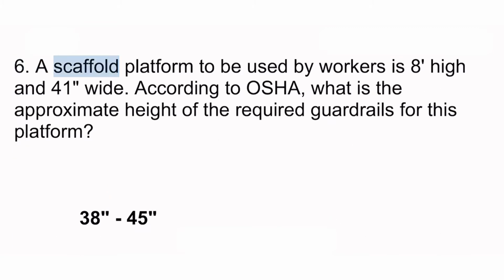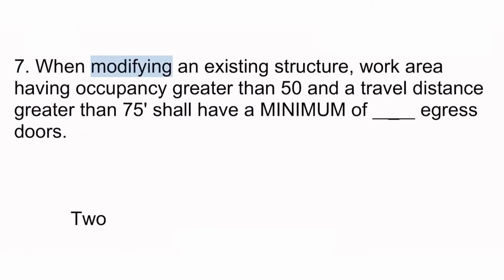6. A scaffold platform to be used by workers is 8 feet high and 41 inches wide. According to OSHA, what is the approximate height of the required guardrails for this platform? 38 to 45 inches. 7. When modifying an existing structure, a work area having occupancy greater than 50 and a travel distance greater than 75 feet shall have a minimum of 2 egress doors.